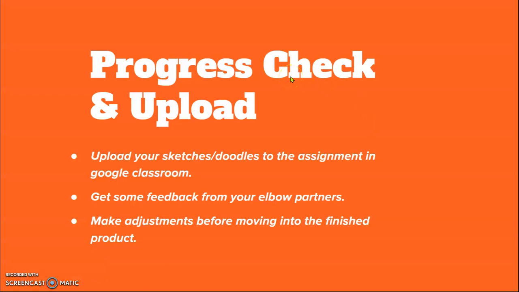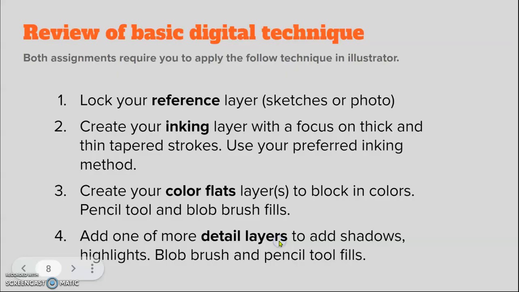Once you get that going, I'm going to have you guys post your progress and we'll check in at that point, get some feedback from your elbow partners, and make some adjustments before you move into the finished product. Essentially the technique is going to be the same thing that we've used before, where you take your reference layer, whether it's the magazine or your sketches of the characters, and then you do your inking layer. That's a really important one. You do your color flats, and then you do other layers with the details over top of it. So that's the basics of the assignment.